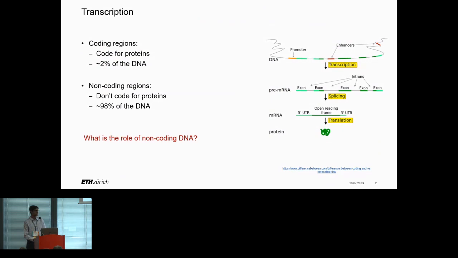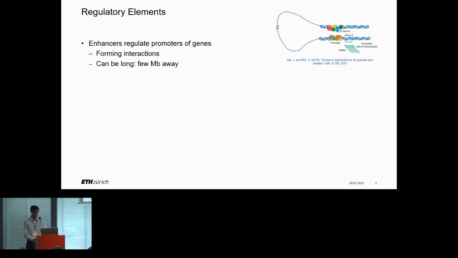To do this, we will look at the 3D structure of the DNA. Specifically, we'll be focusing on enhancer-promoter interactions. Trying to predict enhancer-promoter interaction is a very challenging task, majorly because, as we saw before, enhancers can regulate the genes that are a few megabases away from them, thereby forming large complex loops.